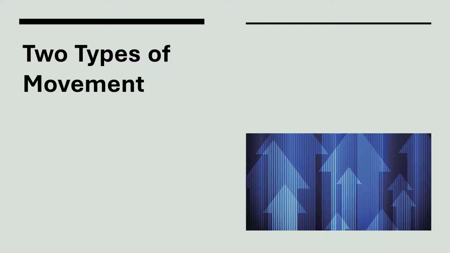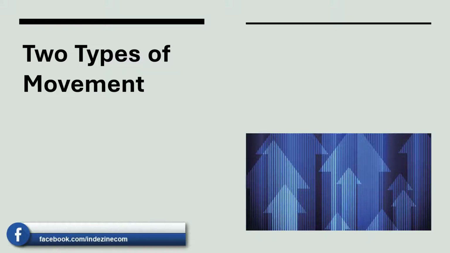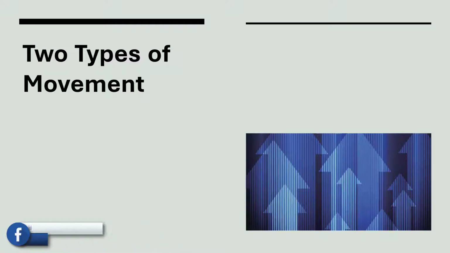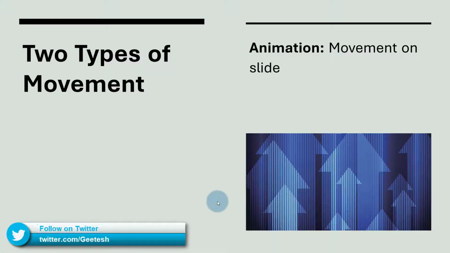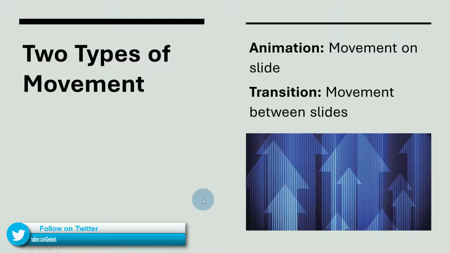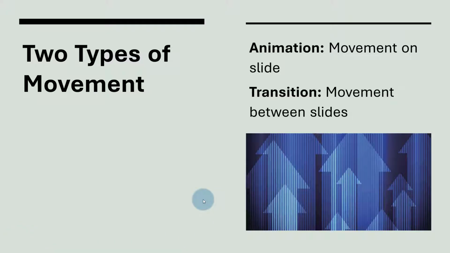PowerPoint provides two types of movements, that is, animations and transitions. In simple terms, when the movement happens on the slide itself, it is an animation. However, when the movement happens as a process of changing one slide to another, it is a transition.